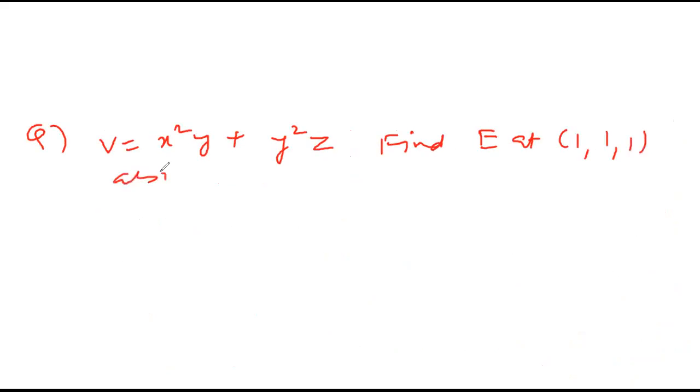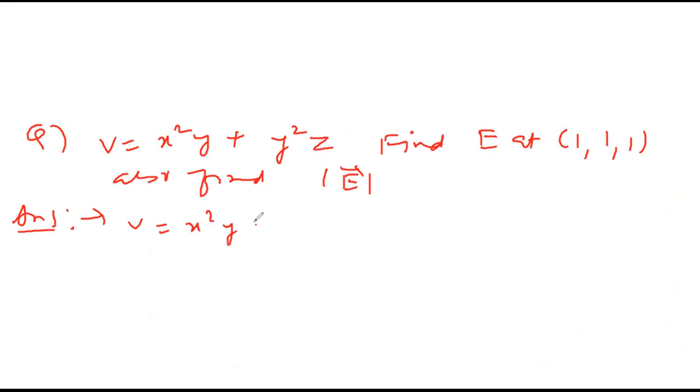V equals x square y plus y square z. Find E at 1 comma 1 comma 1. Also find the magnitude of E bar. Will you try this?